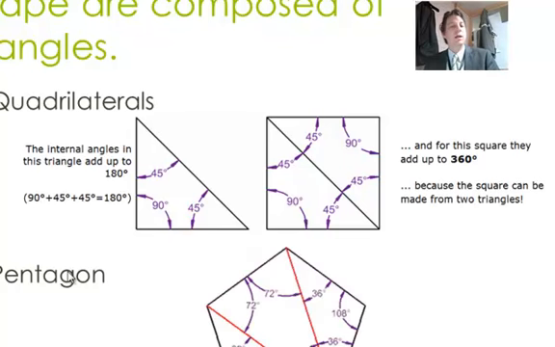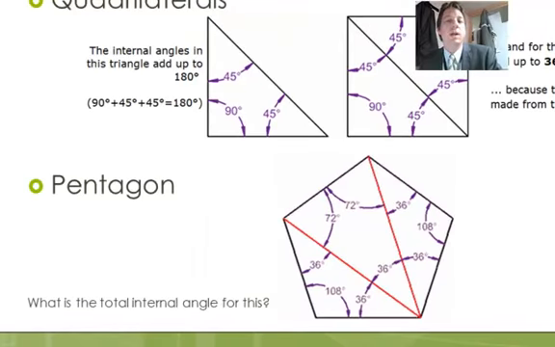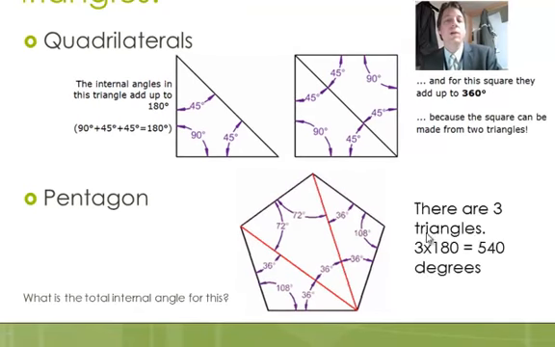A pentagon has three triangles. So a triangle has 180, a quadrilateral has 360 because there's two. This has three triangles. So what's the internal angle for this? 1, 2, 3 triangles, 180, 180, and 180. So 3 180s gives you 540 degrees. Can you see the pattern there? One triangle, 180, two triangles, 360, three triangles, 540. There's a pattern there.